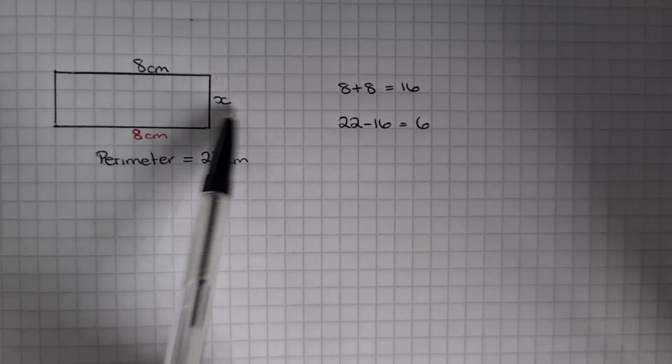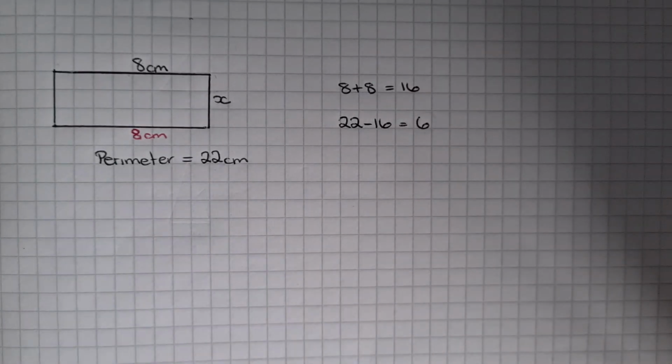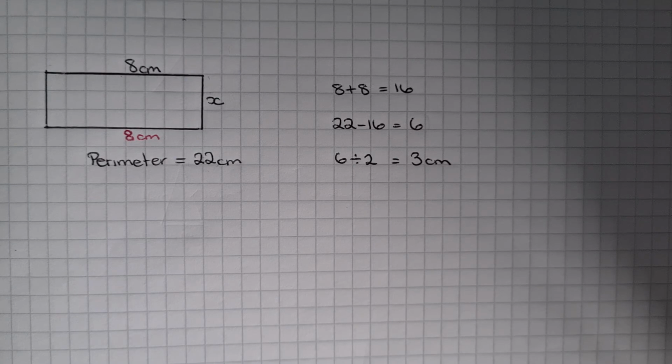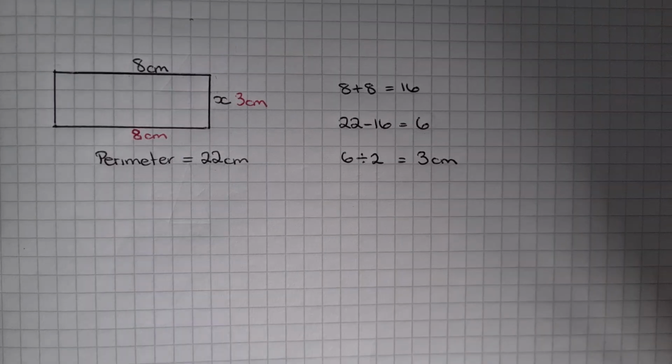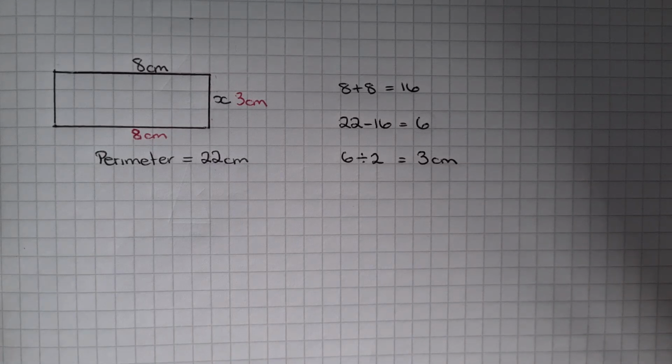But we're only wanting to find one of them. So what we need to do is half the answer. So 6 divided by 2, which is 3 centimetres. So that means the x is 3 centimetres.